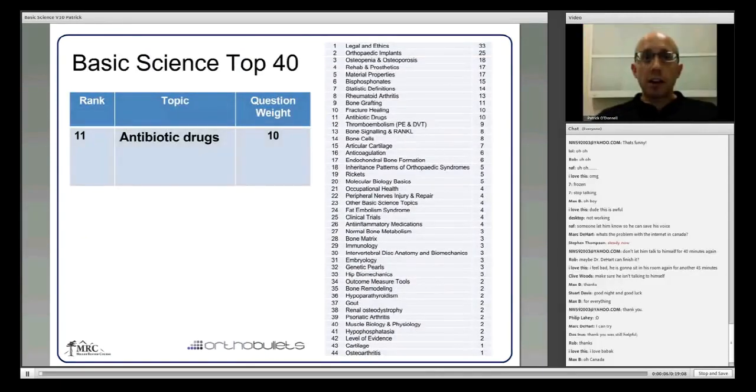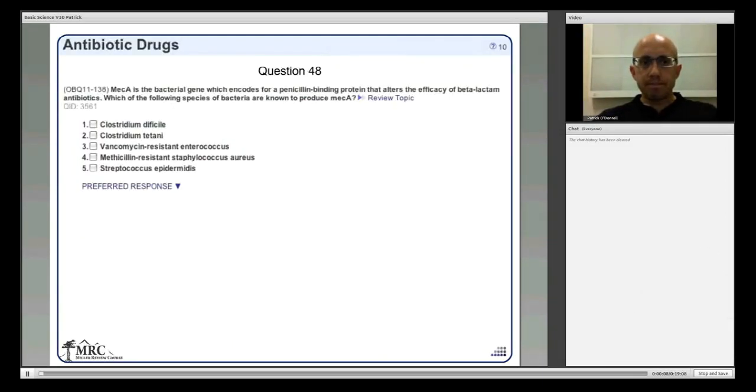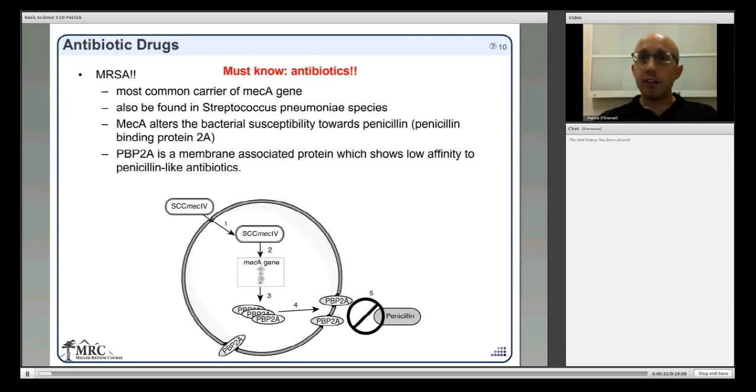The next topic is the antibiotic drugs. Question 48: MecA is a bacterial gene which encodes for a penicillin-binding protein that alters the efficacy of beta-lactam antibiotics. Which of the following species of bacteria are known to produce MecA? This is a must-know in your antibiotics classification. So MRSA, it's the most common carrier of the MecA gene. MecA can also be found in Streptococcus pneumoniae species.